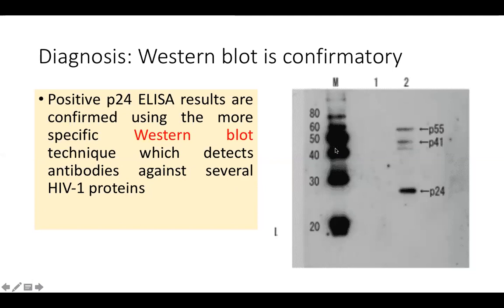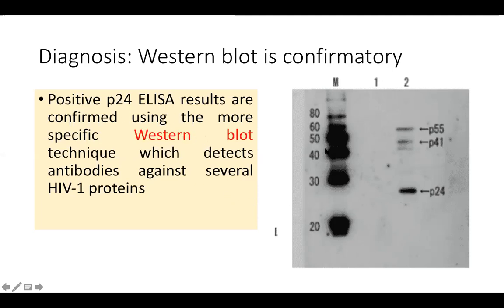So first you run a PAGE in order to separate all the proteins in that mixture based on the molecular weights. The nomenclature is based on the molecular weight. You can see here, P55, P41, P24. They are all based on how many kilodaltons they are, what is their molecular weight. So you run a ladder alongside the serum proteins obtained from the patient. Then you blot it on a nitrocellulose membrane, and on that membrane you add the different antibodies that you want to check for.